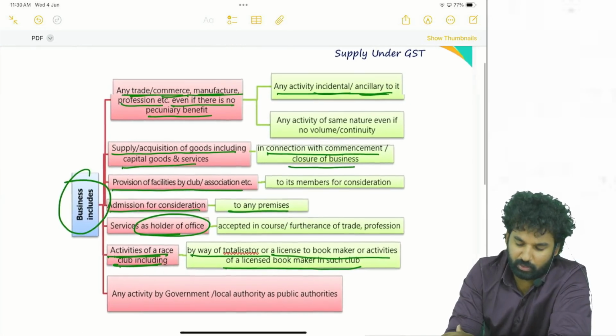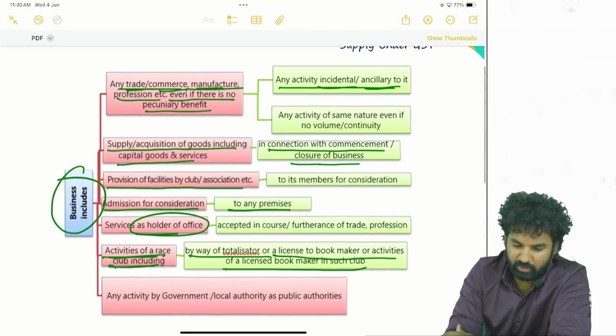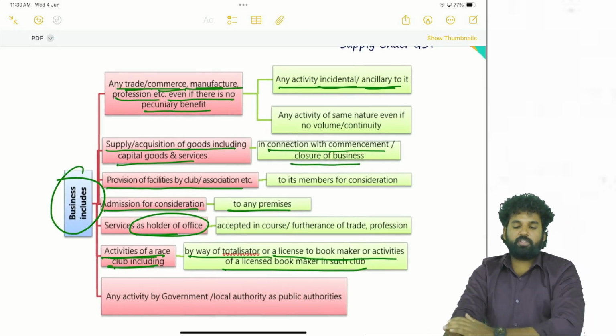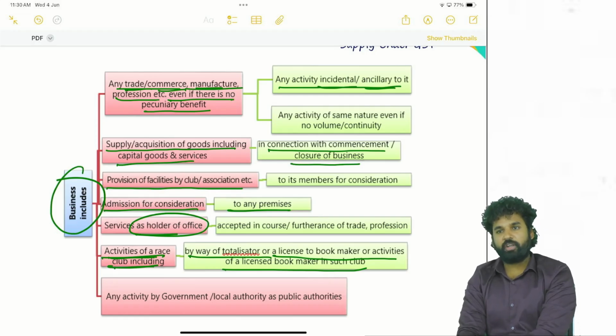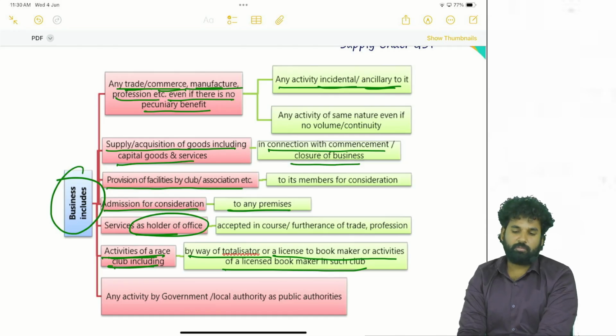This is the definition of business. Business includes any trade, commerce, manufacture, profession, even if there is no pecuniary benefit, whether there is a profit motive or not. And incidental or ancillary activities; it is not necessarily always the main activity to be made. If ancillary activities are being made, then also it is business.